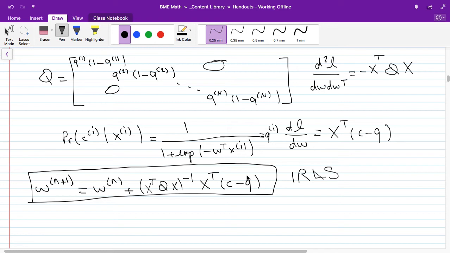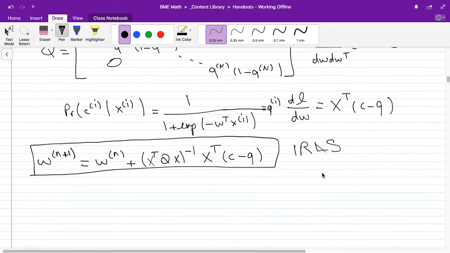All right, but I want to give you an intuition about what it's doing. So this first term here, X transpose (C minus Q), this is just your prediction error, right? This is just a normal way of learning. But what is the rest doing? Let's see what this means. Q has these elements in it: Q times 1 minus Q. So what's Q times 1 minus Q? What does this mean? Because we're going to invert it here.